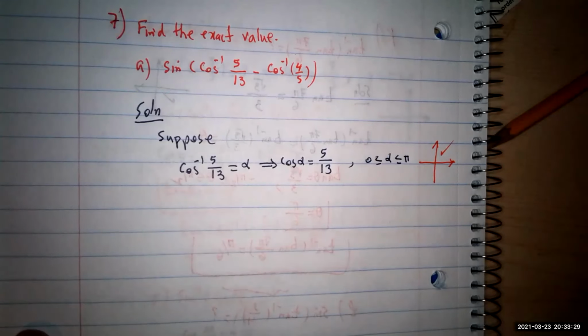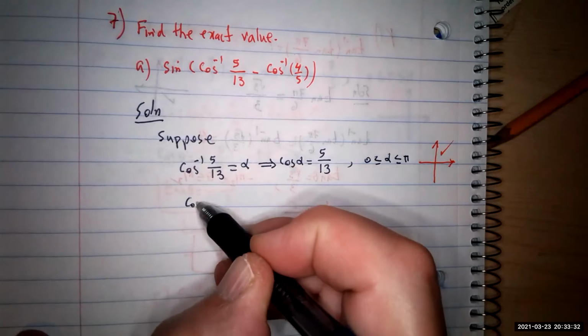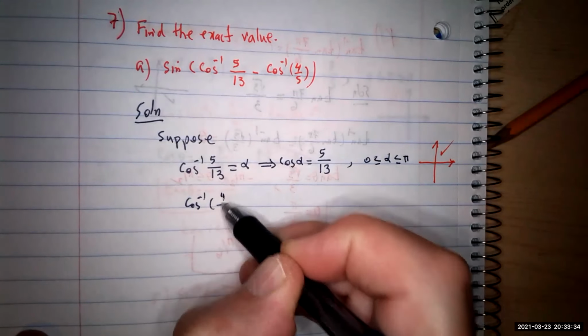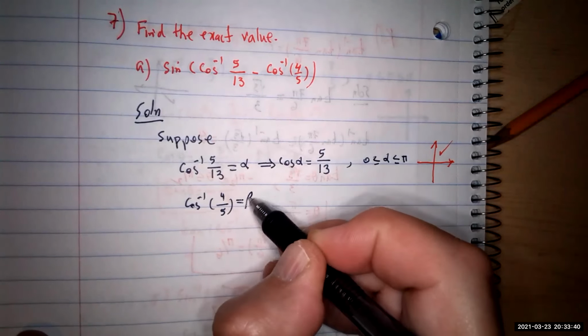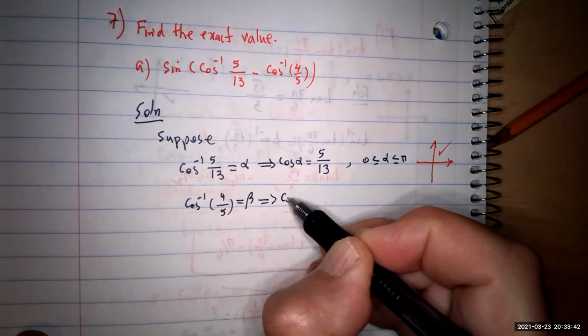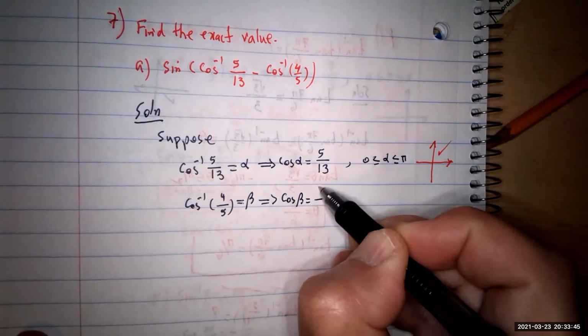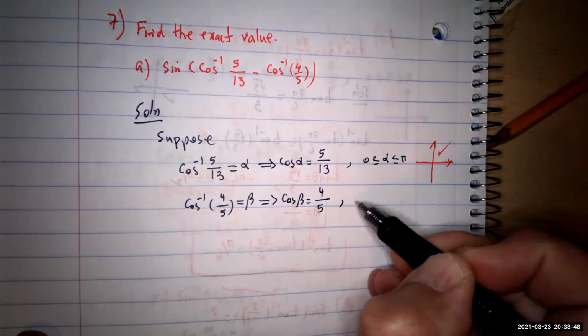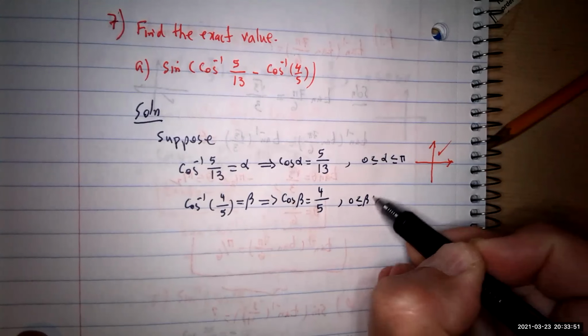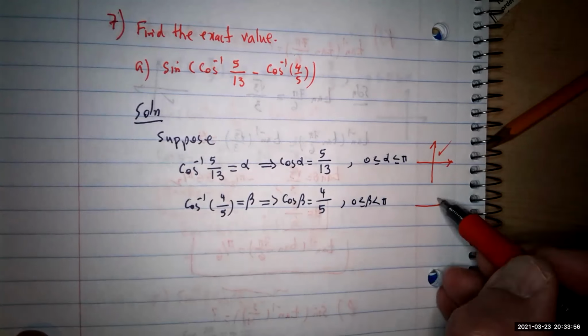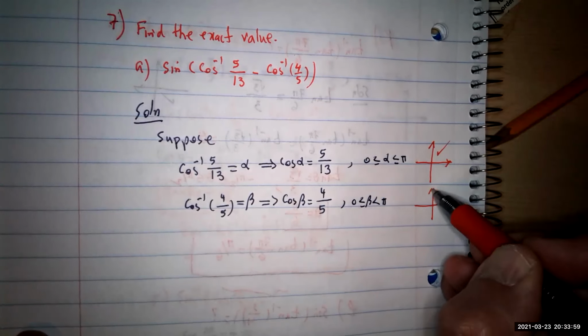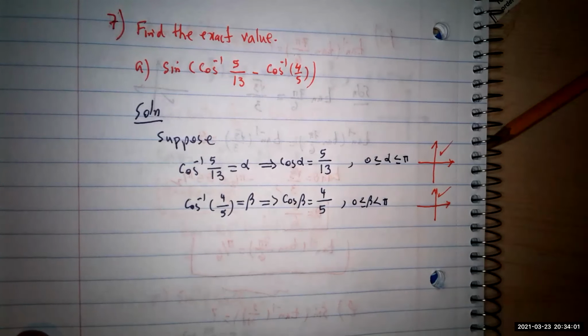Okay, you have to pick something else for the second one. So the second one is the cosine inverse of 4/5. You are going to call this one beta. Then you switch, that gives you cosine of beta equal to 4/5, the same condition. So this must be between 0 and pi. So since it's positive, this must be in the first quadrant, okay? So this would be very, very useful. We must know it, okay?